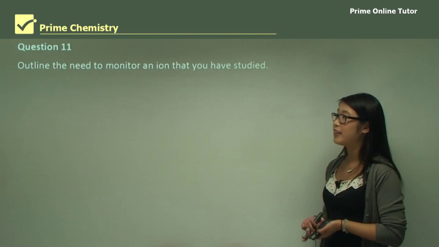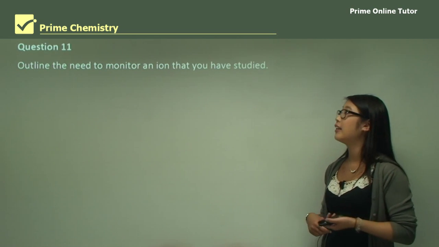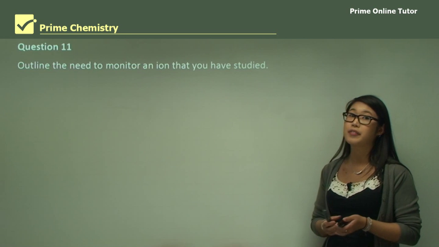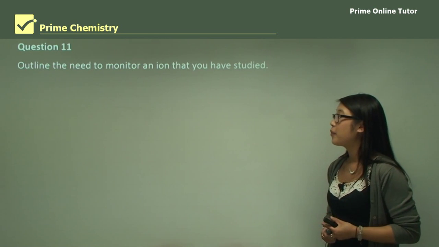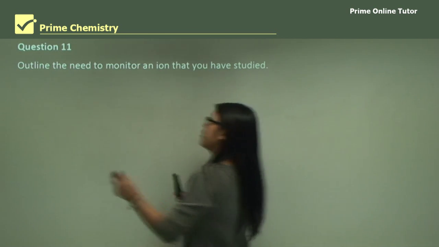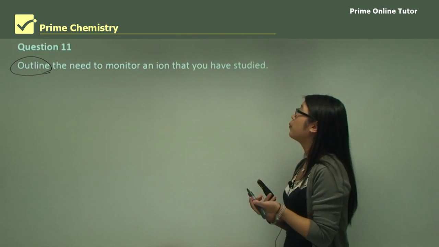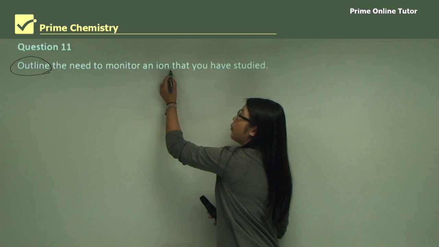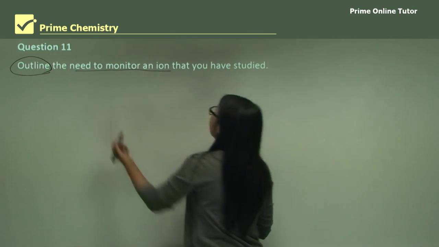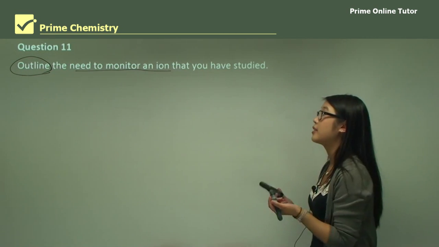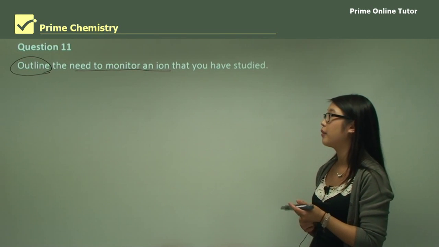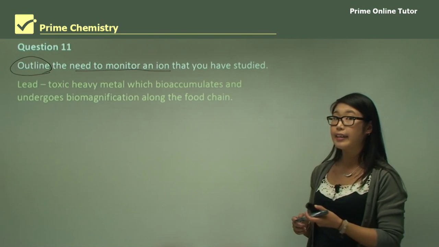So question 11, we're going to need to outline the need to monitor the ion you have studied. So the verb here is outline, so I'm just going to circle that. And that we need to monitor. Why do we need to monitor an ion? This one doesn't specify an ion, so what we've done is we looked at lead.